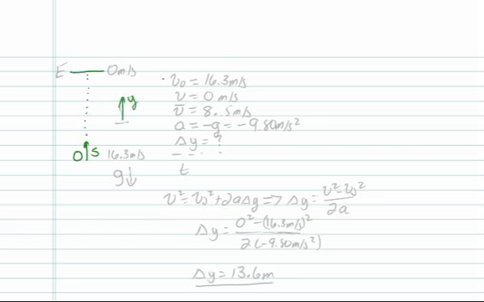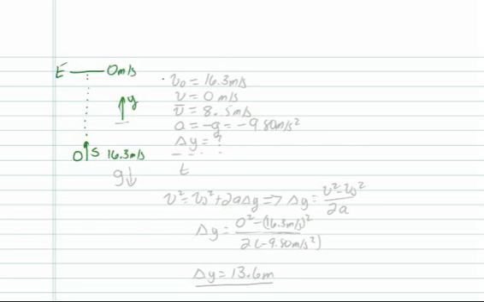So let's see what we know. We were told it is thrown up at 16.3 meters per second. Now the velocity at the peak must be 0 because the ball has to stop because it can't go any higher. If it didn't stop, it would keep going up. So 0 meters per second at the end.